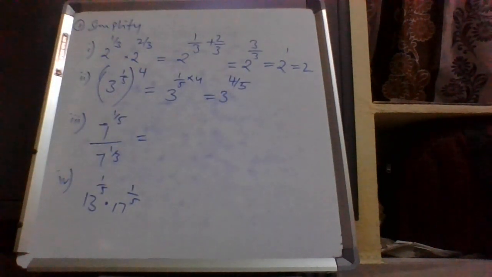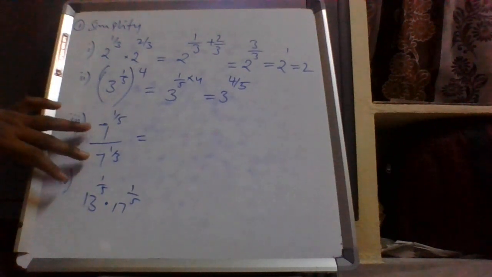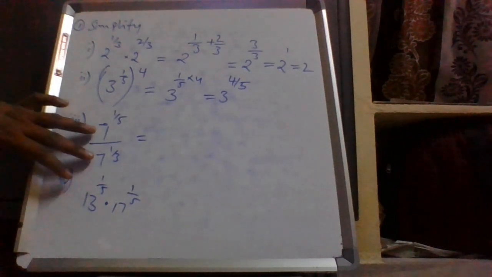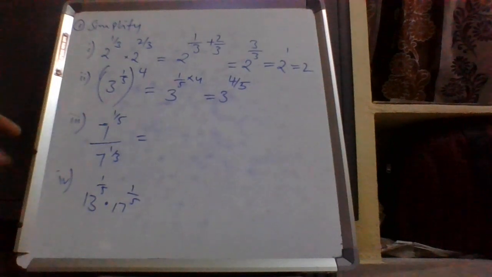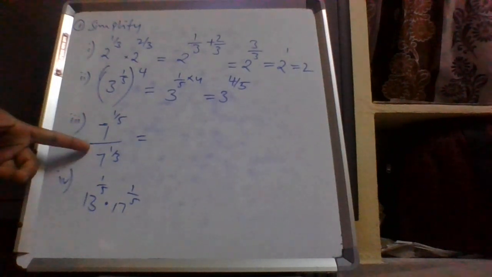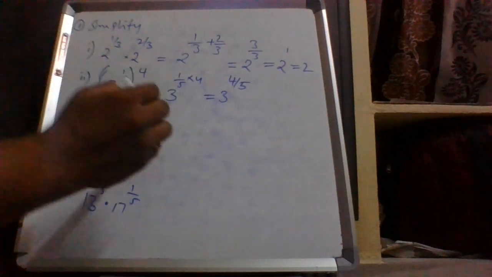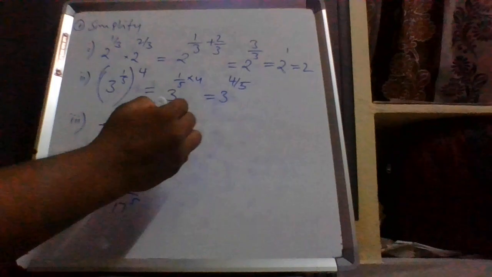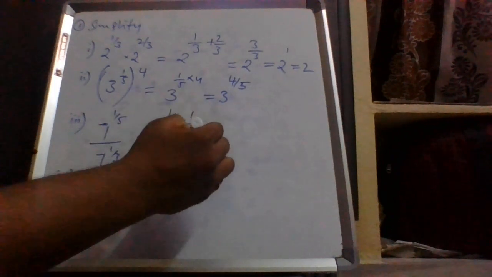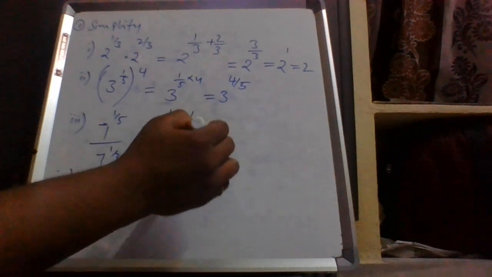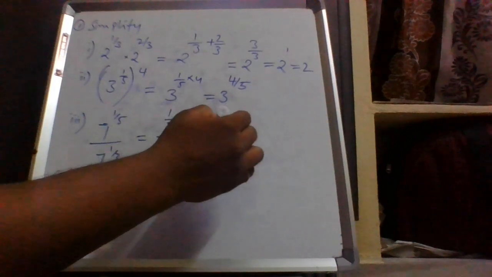So here also, first you observe the problem and guess the formula. What is the law of exponents that we can apply? Here bases are same and they are in division, so we should subtract the powers. A power m by a power n, the formula is a power m minus n. 7 power 1 by 5 minus 1 by 3, which gives 7 power minus 2 by 3.